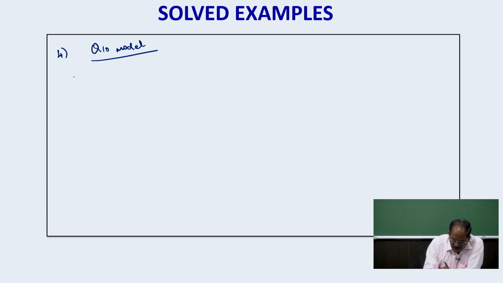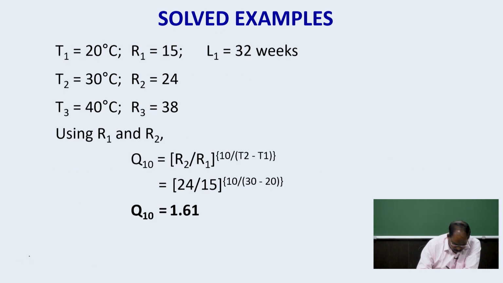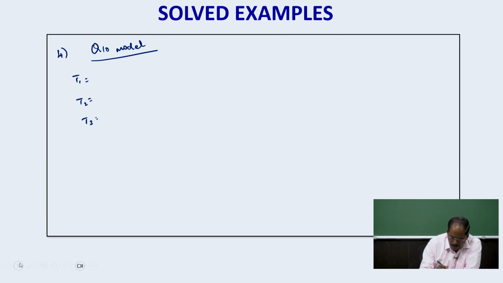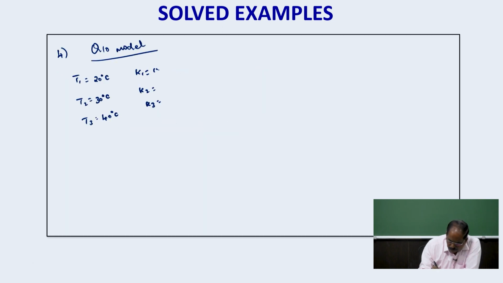So 3 temperatures are given, T1, T2 and T3: 20 degrees centigrade, 30 degrees centigrade and 40 degrees centigrade. The corresponding reaction rates are K1, K2, K3, which are 15, 24 and 38.